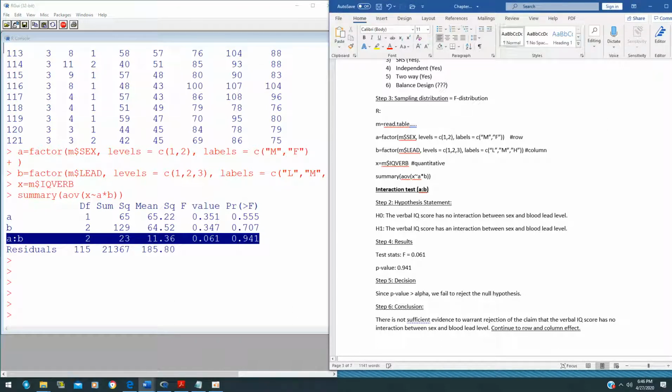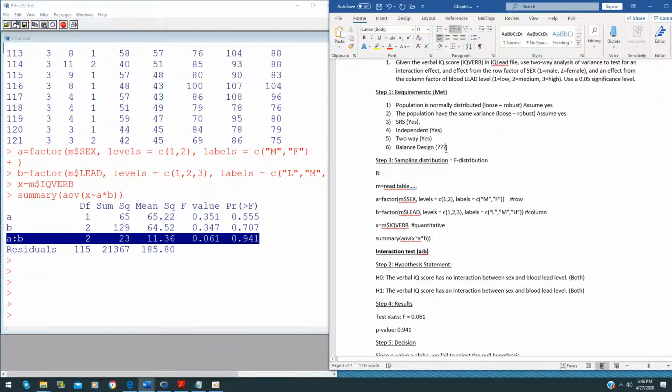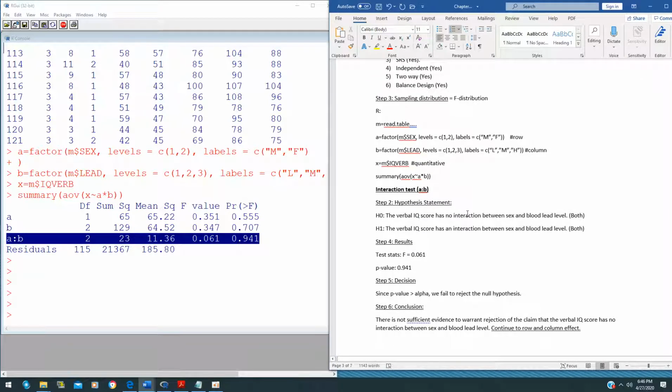So this is actually talking about both cases. When you talk about interaction, we talk about both cases. And by the way, since this ran really smoothly, it means that it is a balanced design in this case. So step 2 here is, when you do an interaction test, we're talking about both factors in this case. So that's why you do this first.